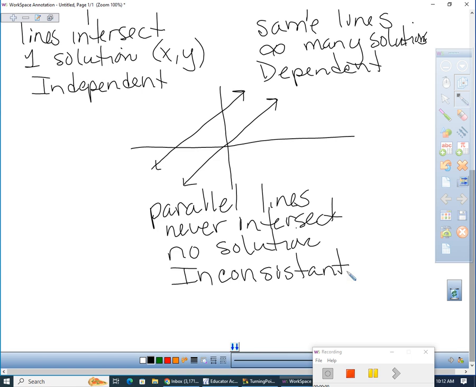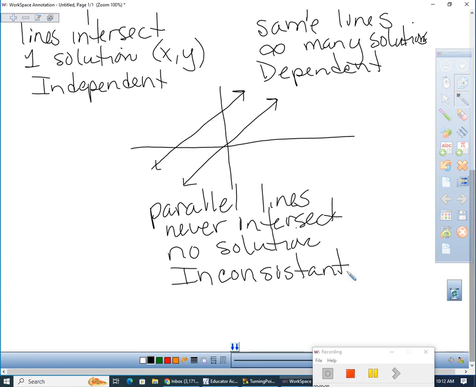So today when you're graphing, you're either going to find where they cross. If they're the same line, you write infinitely many. Find your notebook. There you go. Okay.